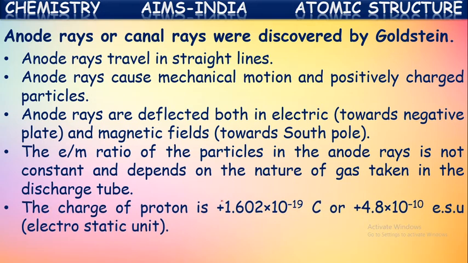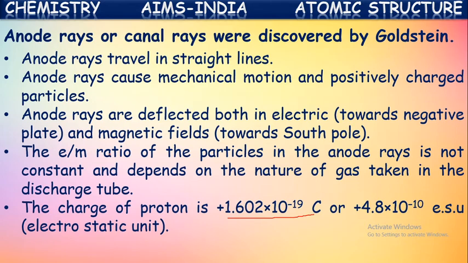Next, the charge of a proton is 1.602 into 10 to the power of minus 19 coulombs. If you observe, the quantity of charge of protons and electrons is the same, 1.602 into 10 to the power of minus 19 coulombs. But electrons have negative charge, whereas protons have positive charge. In electrostatic units also, we can say 4.8 into 10 to the power of minus 10 electrostatic units.